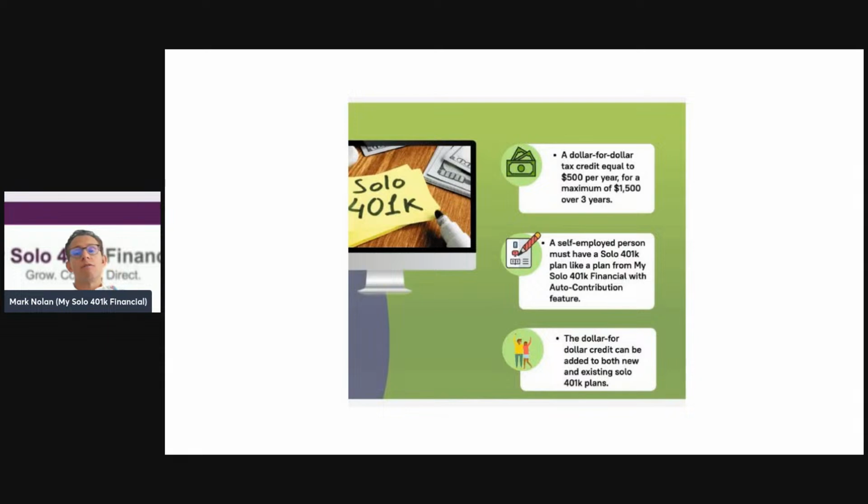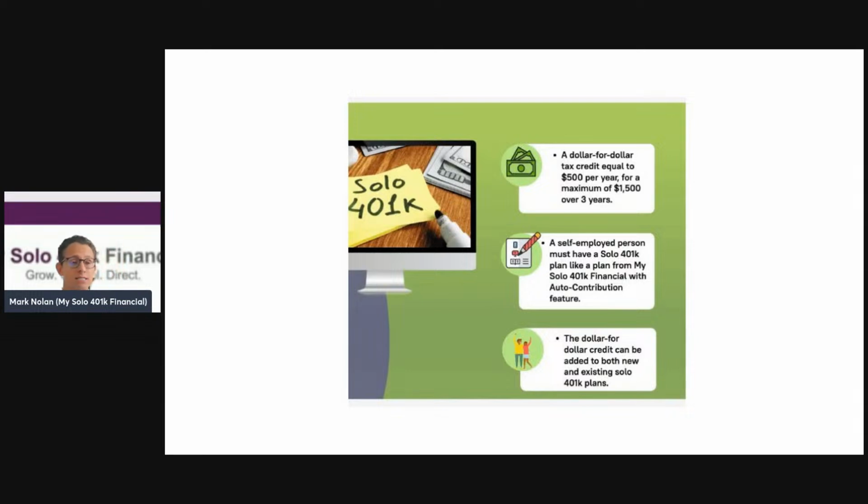So if you open a solo 401k plan with us this year in 2025, you're going to be able to get a $500 credit. And you're going to be able to deduct that on your business tax return with a dollar-for-dollar tax credit. And then you'll be able to do another $500 in 2026 and a final $500 amount in 2027 for a total of $1,500.